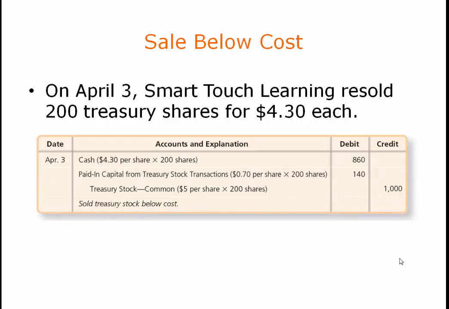You have another one. In this transaction, they lost money. So what they're going to do is they're going to take money out of that paid in capital account. And remember, again, when they sold these 200 shares, they're still taking them out at the value that they put them in at, 200 times 5. And they have 70 cents that they lost per share. So they're going to take that out of their paid in capital treasury stock account.